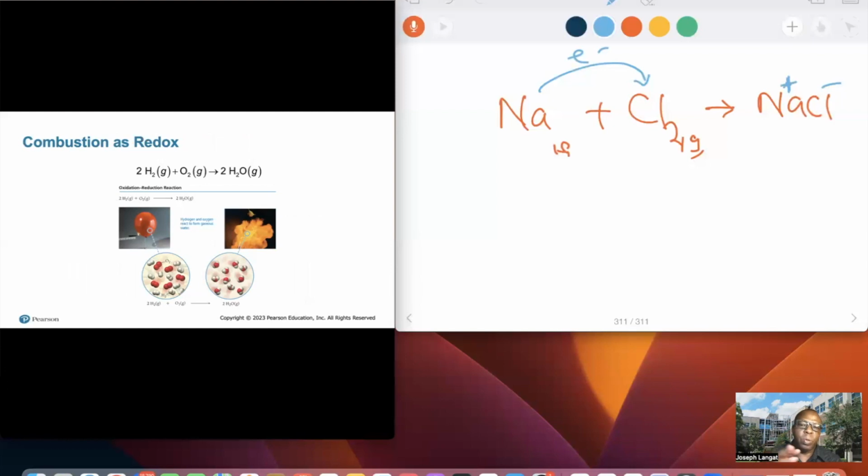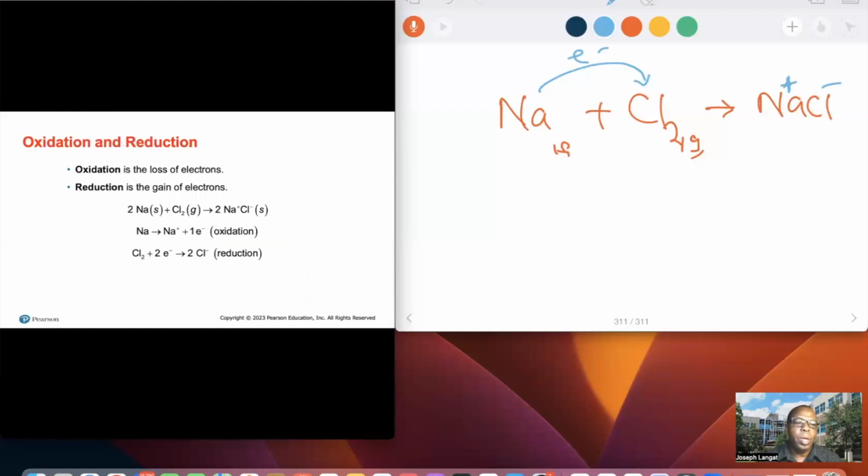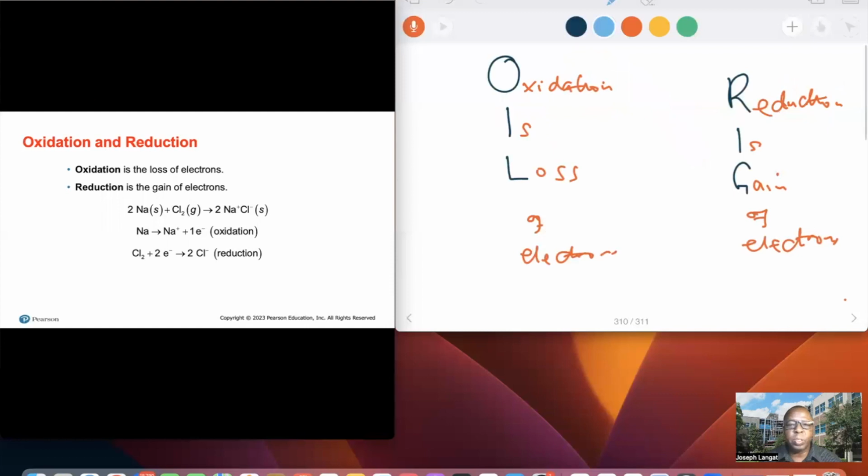So you need to know how to define oxidation. You need to be able to define reduction. Remember the OIL RIG. This is what I was saying. So instead of just memorizing this, I'll use this to understand. Oxidation is loss of electrons. OIL: oxidation is loss of electrons. Reduction is gain of electrons. You need to remember that.